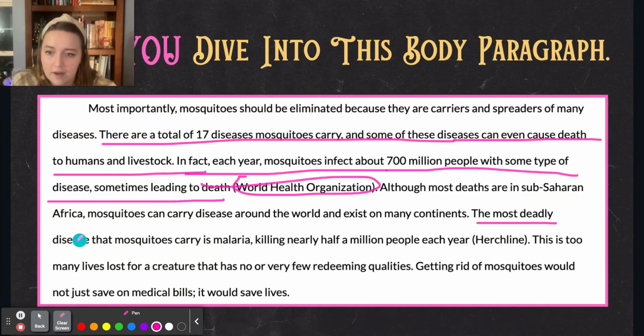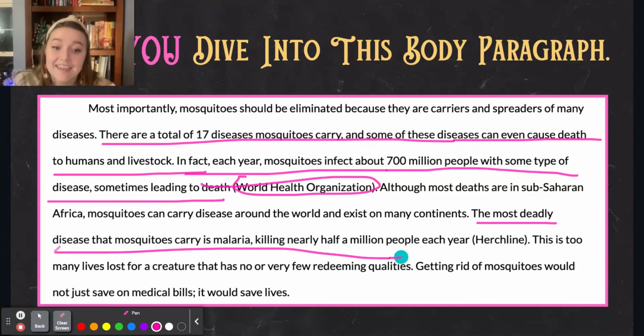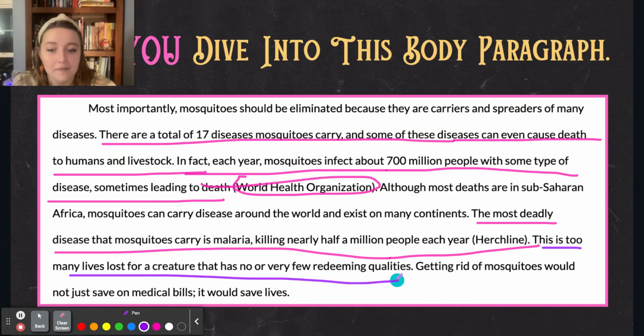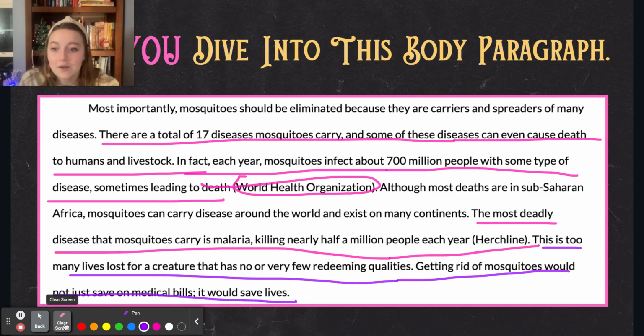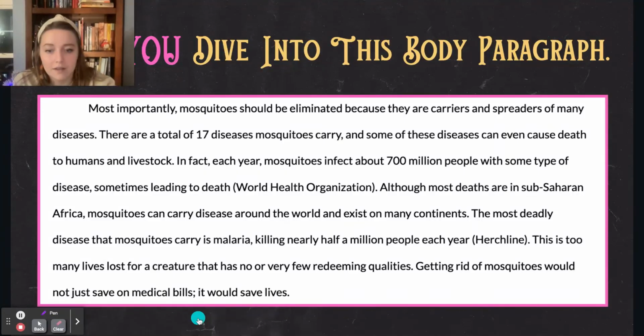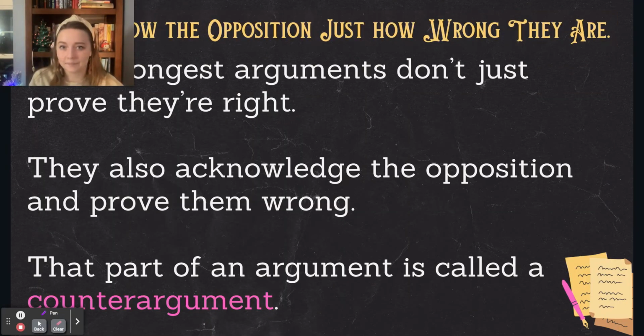There's more evidence. So it looks like here the author opted to do a bunch of evidence and then explain in one line. This is too many lives lost for a creature that has no or very few redeeming qualities. Getting rid of mosquitoes would not just save on medical bills, it would save lives. Awesome. So we only have one explanation here, but we have a whole lot of evidence. Beautiful. Let's go ahead and keep rocking and rolling.